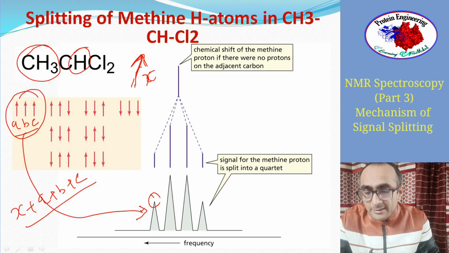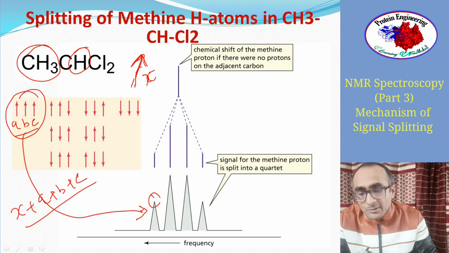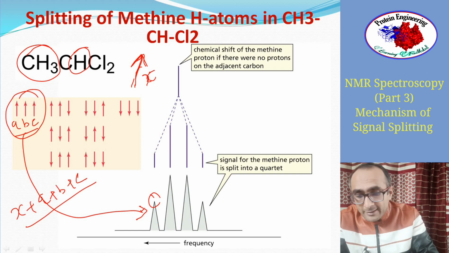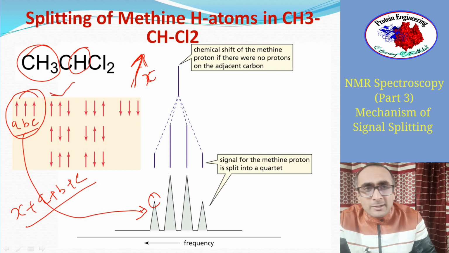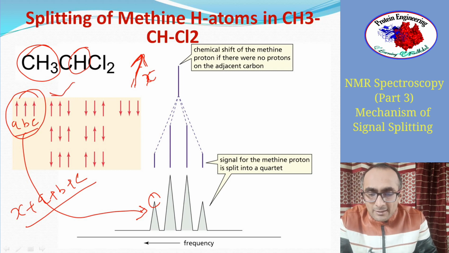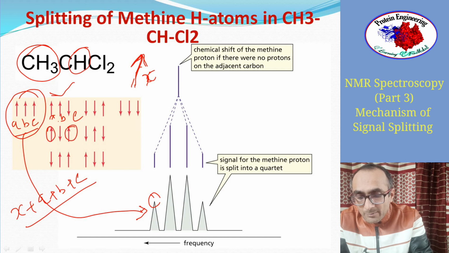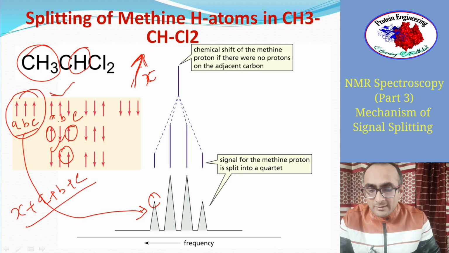In the second possibility, out of these three protons, two protons are lined up in the same direction as the applied magnetic field and one proton in the opposite. In that case, the CH proton would feel a little less magnetic field, and here there are further probabilities: A and B may be facing in the same direction, C down, or A and C would be facing up, B down, or both B and C facing up and A going down. So there are three possibilities in this case.